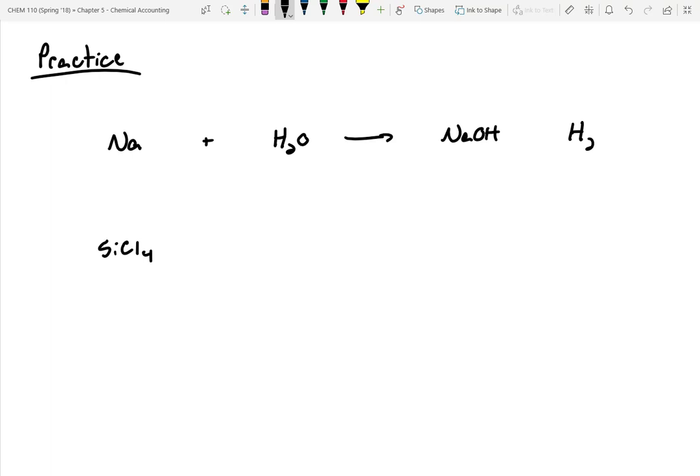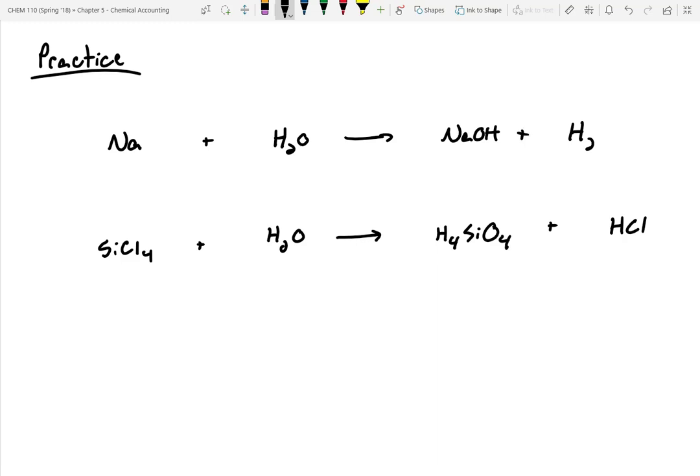SiCl4. It's covalent, right? It's between nonmetals, so we do need the mono, di, tri, tetra. So it'd be silicon tetrachloride, right? You don't say monosilicon, you just leave it alone because it comes first. So silicon tetrachloride plus water is going to combine to form another unique molecule, along with hydrochloric acid.